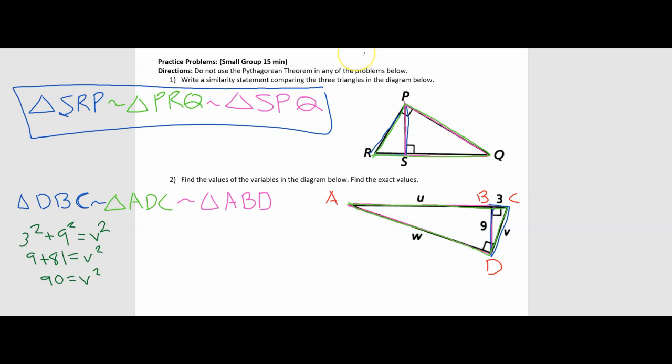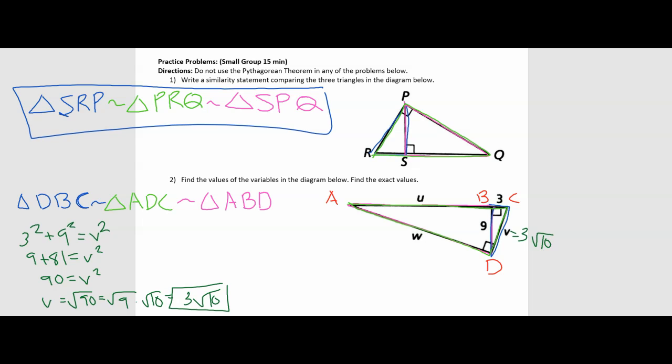And it says find exact values, so we can't have a decimal here. I'm going to essentially get V is equal to the square root of 90, which is equal to the square root of 9 times the square root of 10, which is equal to 3 times the square root of 10. So V is 3 times the square root of 10 if we're talking about exact values.